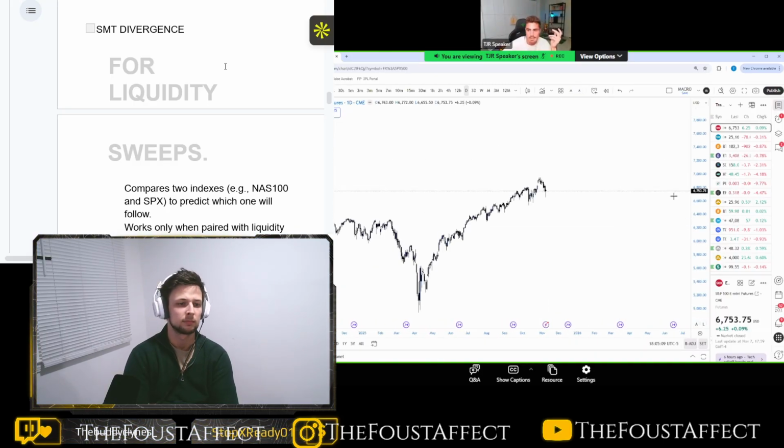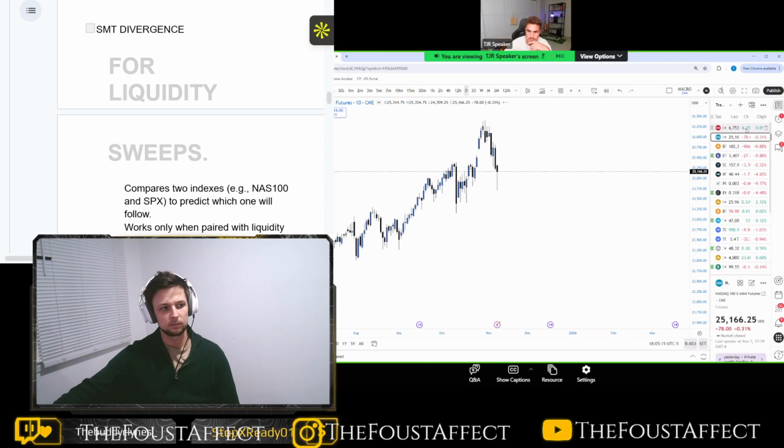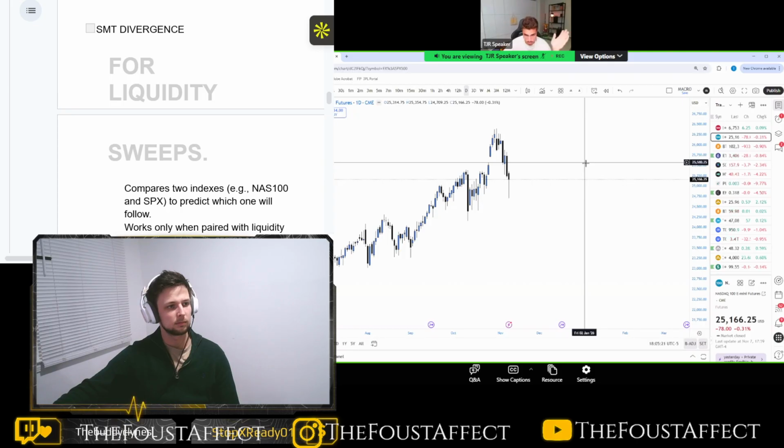So in SMT divergence, what is it and how is it beneficial to us? Essentially, we are using these two indexes, the S&P 500 and the NASDAQ, to look at the price action of one and be able to use it to tell the future of what the other index is going to do. Again, just like all of the other confluences that we have mentioned in the past, these are absolutely and utterly useless unless they are used correctly.